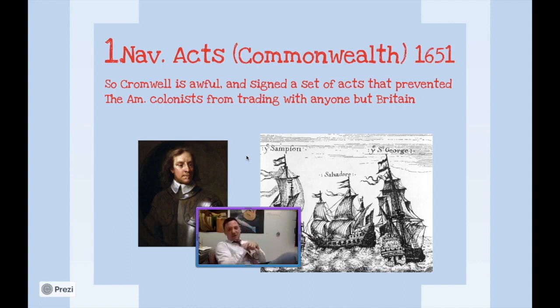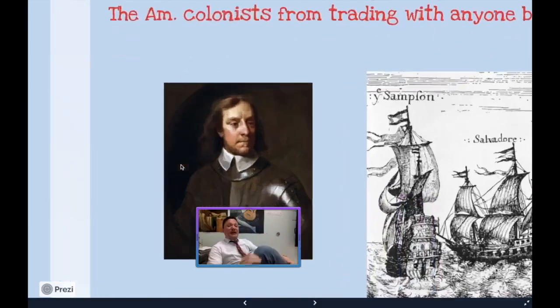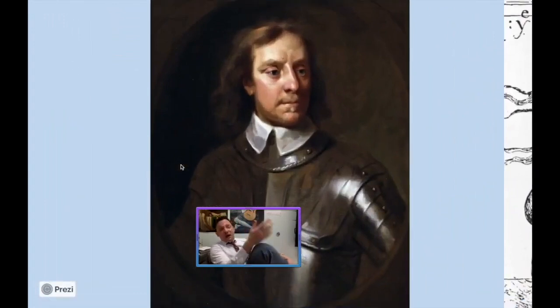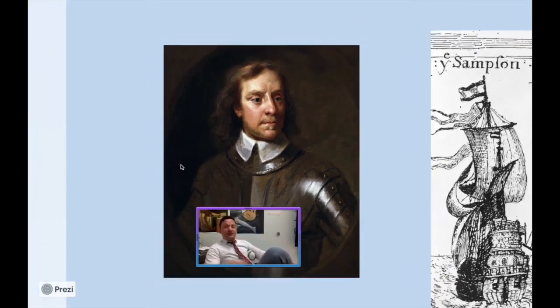But let's go ahead and start off with that first event, right? Very first event, we got the Navigation Acts, okay? Which is happening under the Commonwealth period in England, right? It's actually the second year into the Commonwealth period, which lasted from 1649 to 1660. And of course, as you remember, who was the guy in charge of the Commonwealth? None other than Oliver Cromwell, the man that won the English Civil War against King Charles and led the Roundheads to victory and the Parliamentarians.